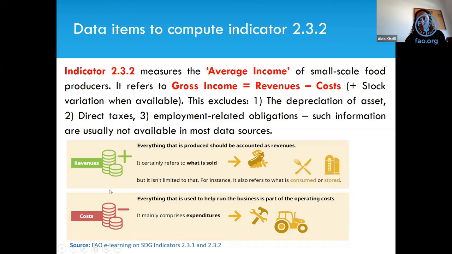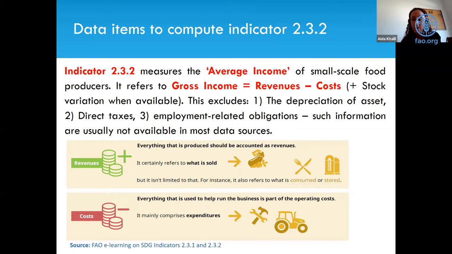The revenues shouldn't include only the quantity sold, so the quantity that is produced and then sold on the market, but should also include the quantity that is consumed by the farmer and the quantity that is stored. For a precise review of what should be included, we have another slide. And then also the costs. The costs should include everything that is used to run the production process, so normally it comprises all the types of expenditure that the farm incurs while producing.